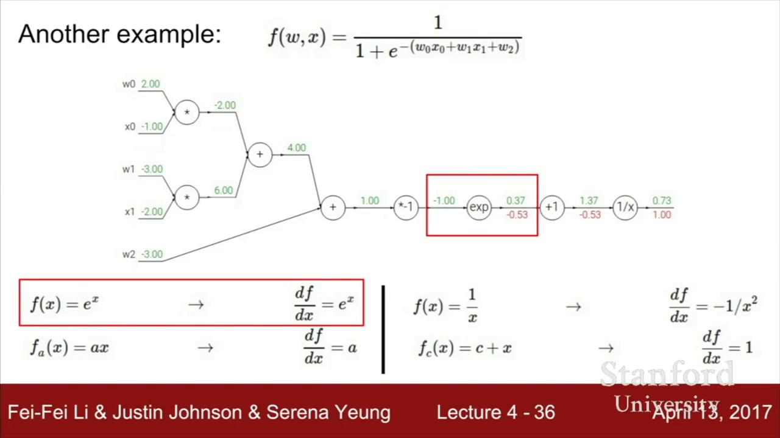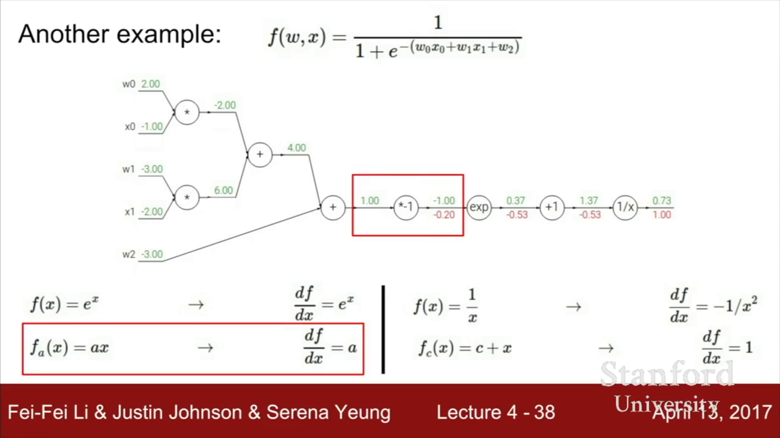Let's keep moving backwards one more step. Here we have the exponential. What's the upstream gradient coming down? The upstream gradient is negative 0.53. What's the local gradient here? It's the local gradient of e to the x, since this is an exponential node. So our chain rule tells us that our gradient is negative 0.53 times e to the power of x, which in this case is negative 1 from our forward pass. This gives us our final gradient of negative 0.2.